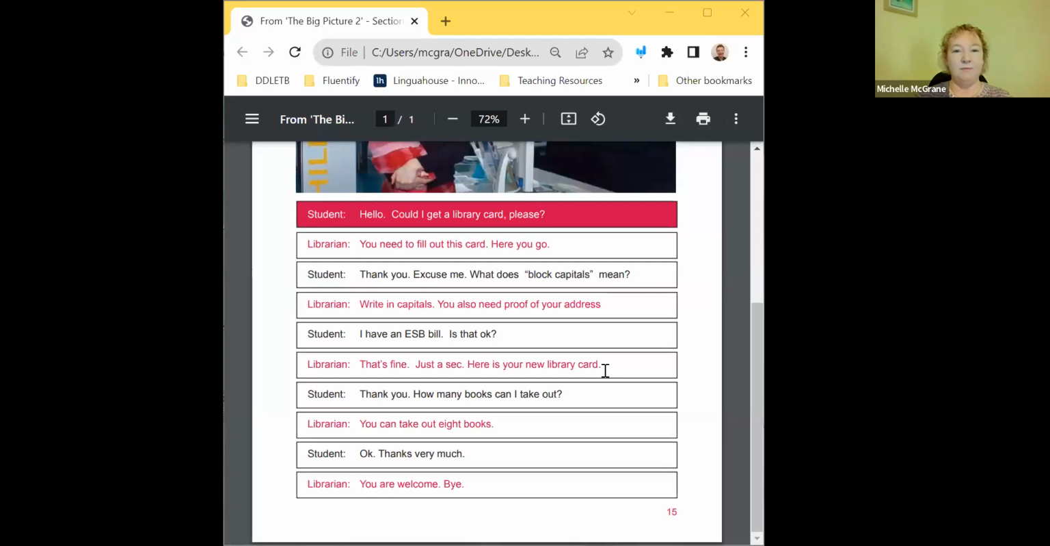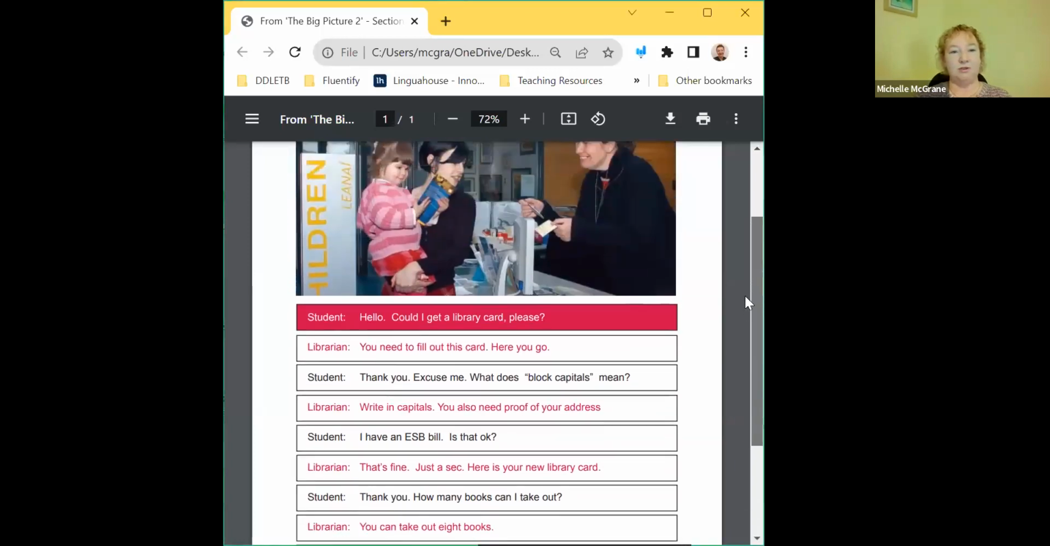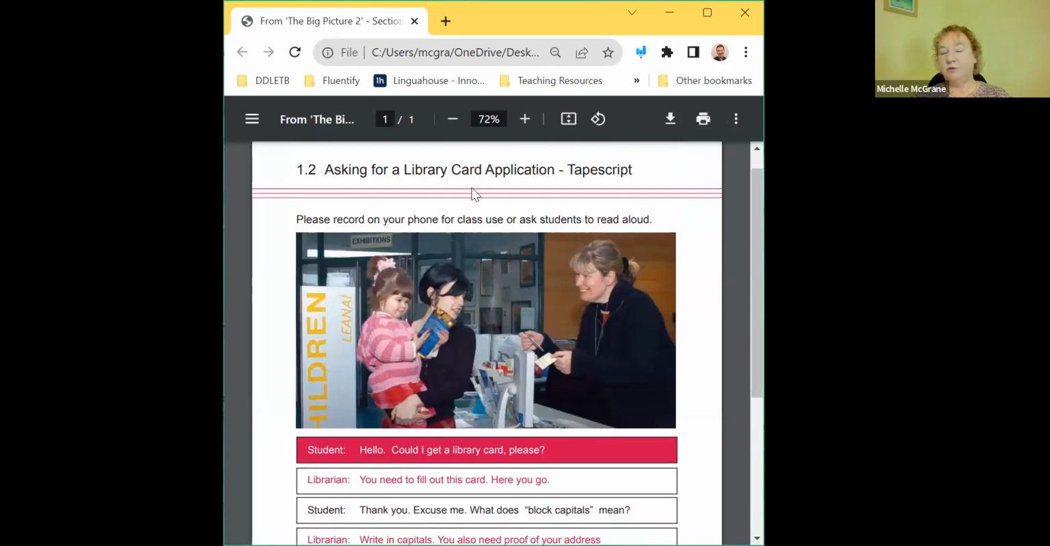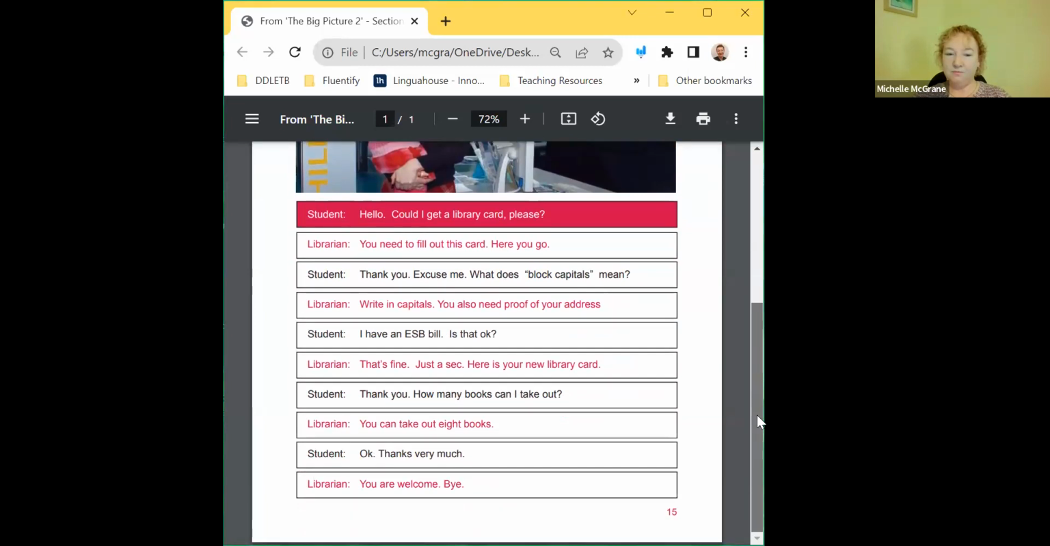An example of the other way of teaching is if you have a piece of material that you already use, and here I am going to use a page from the Big Picture, which is a great resource from NALA. Okay. And this particular lesson is about asking for a library card. And I have chosen this one page from the book. The lesson is all about the library. Okay. And so, as you can see, there are about 10 sentences there.